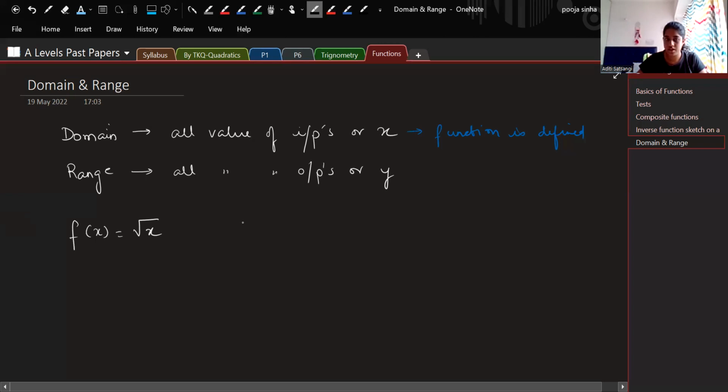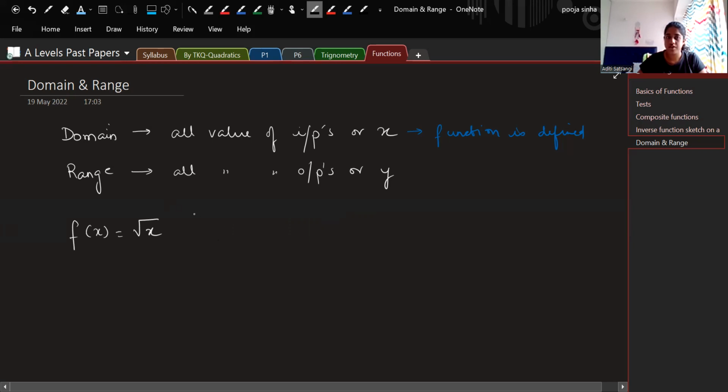Under root of x means I can have any value for x, but it should not be a negative number. We've never learned what is under root of -1 or under root of -2. We don't know what these values are. So for this, the function will not be defined.